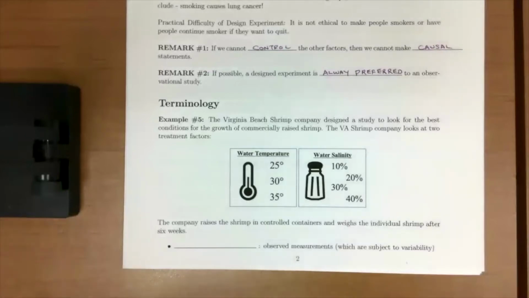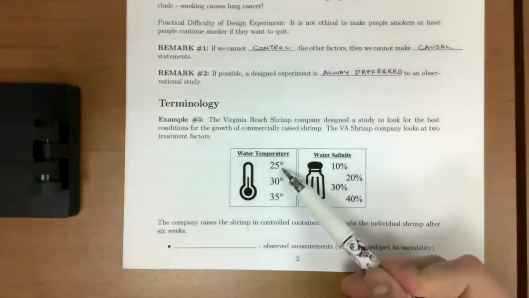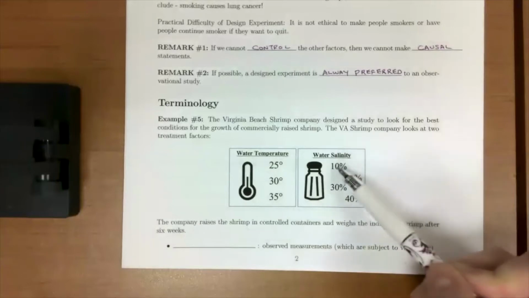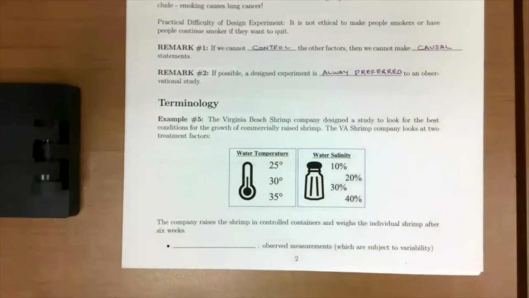The VA Shrimp Company looks at two treatment factors: temperature at 25, 30, 35, and the water salinity, so at 10%, 20, 30, and 40. The company raises the shrimps in controlled containers and weighs the individual shrimp after 6 weeks.